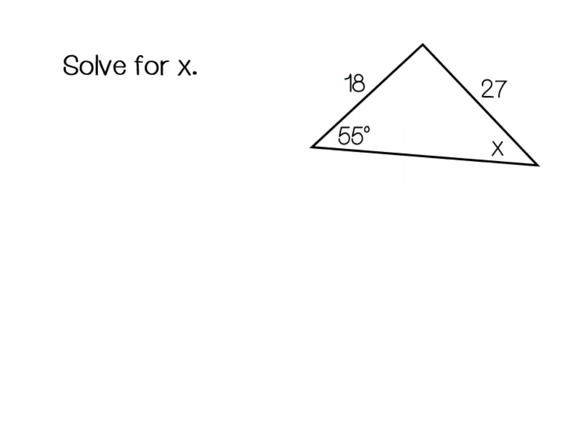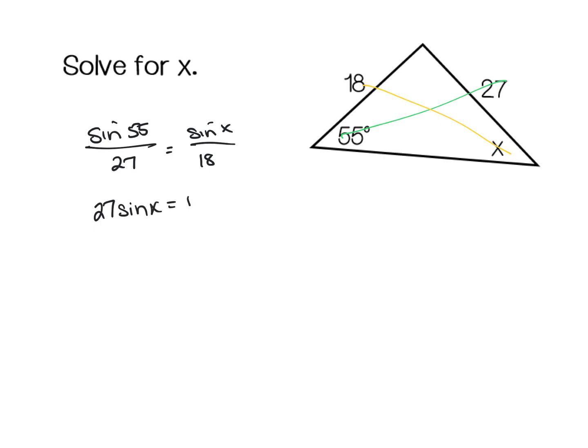All right, last example. Highlighting my side and angle pairs here. All right, so let's set it up. We have the sine of 55 over 27 equals the sine of x over 18. I'm going to cross multiply, and I have 27 times the sine of x equals 18 times the sine of 55. Divide by 27 to get the sine of x by itself.